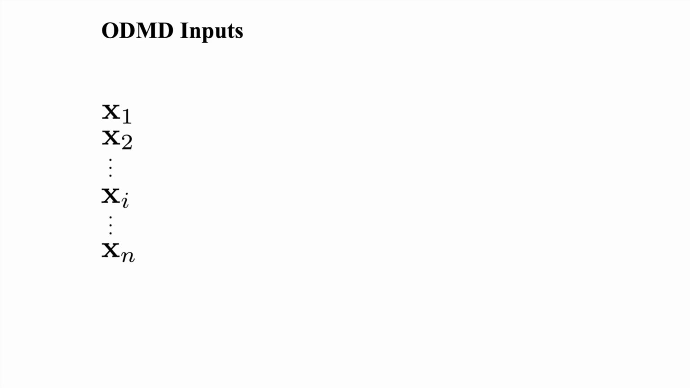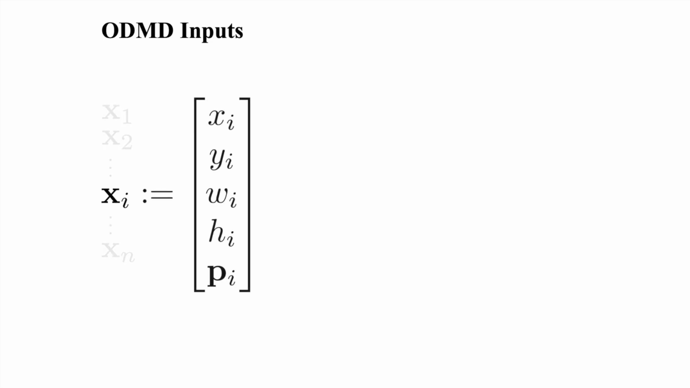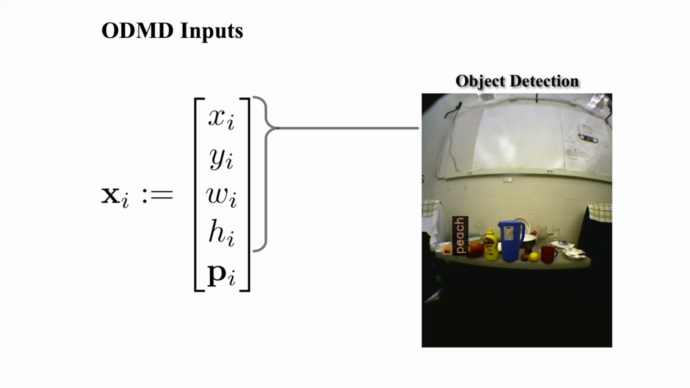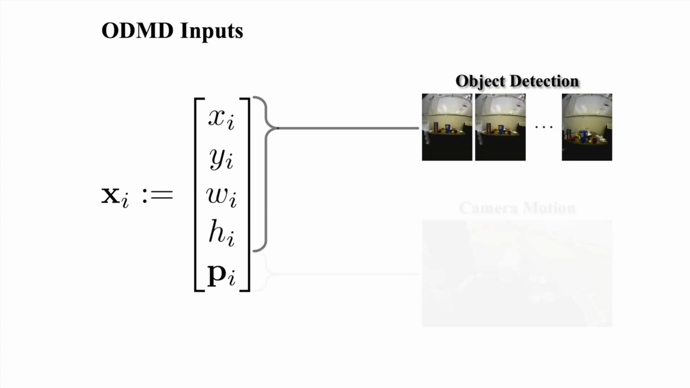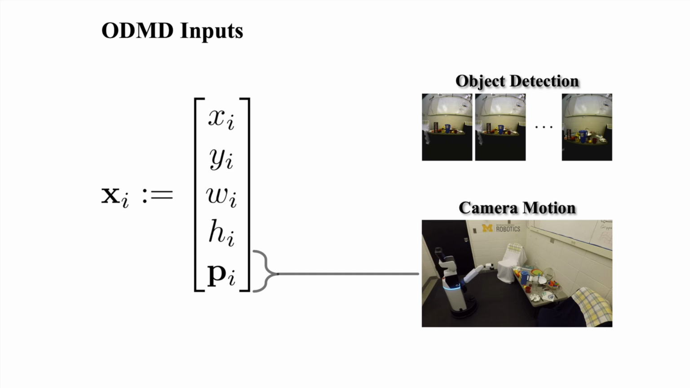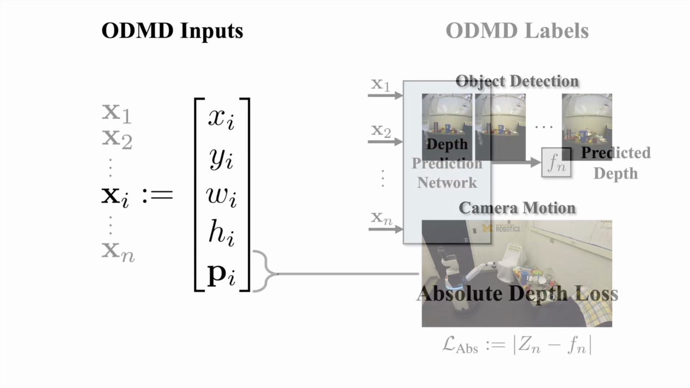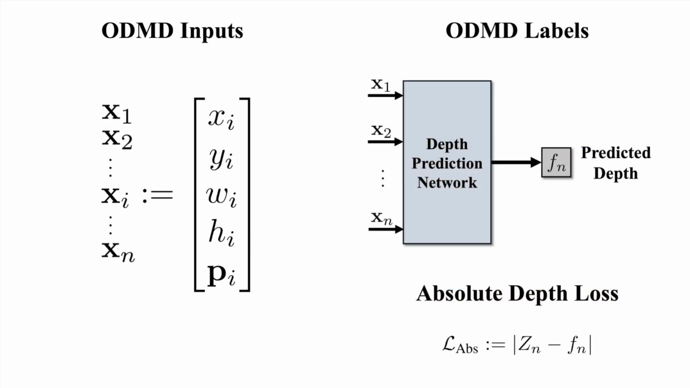ODMD data consists of a sequence of n observations, with each observation including a 4-parameter bounding box and an XYZ distance for the relative camera movement between each observation. Using this input formulation, we can use an absolute depth loss to train our network to predict the ground truth object depth for the most recent camera position.